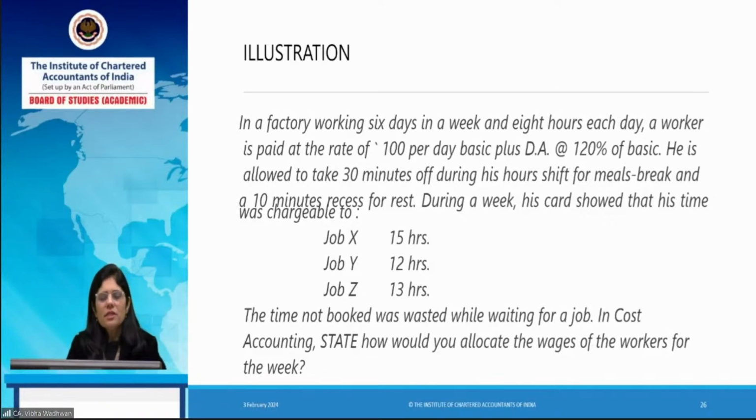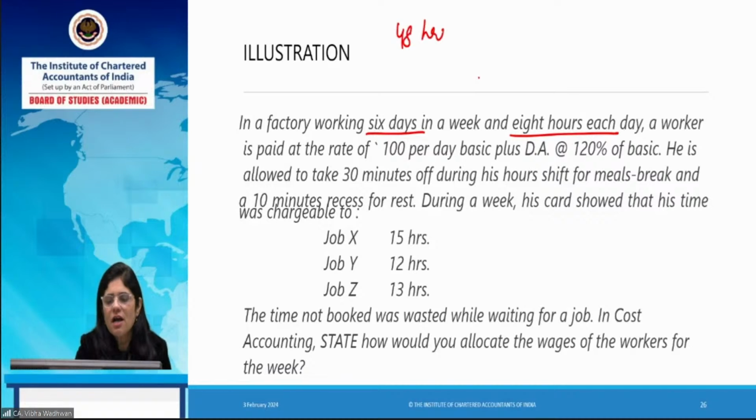All right, so this illustration, let us start. In a factory, we work 6 days in a week and 8 hours each day. So in a week, 48 hours we are working.